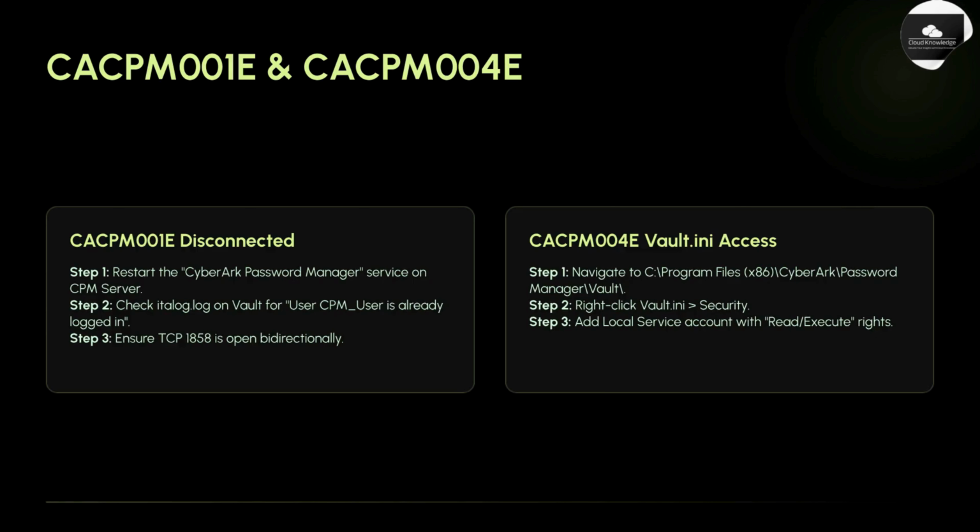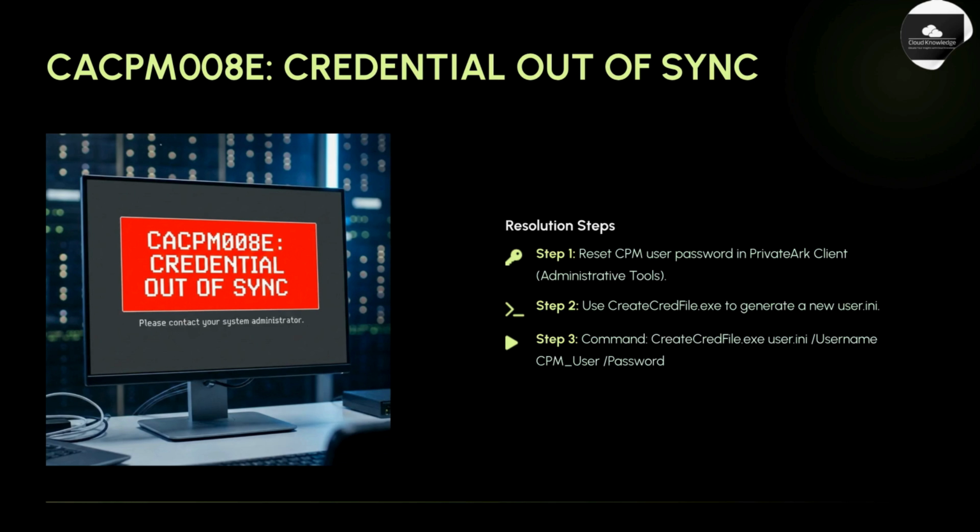We begin with Phase 1, troubleshooting CPM to vault communication, focusing on vault connectivity issues. For CACPM 001E, which is a disconnect error, restart the CPM service and check the vault logs for a logged-in user. For CACPM 004E Vault.ini access issues, ensure the local service account has read/execute rights on the Vault.ini file. CACPM 008E, or credential out of sync, requires resetting the CPM user password in PrivateArk client. Then, use create_credfile.exe to generate a new user.ini file with the updated password.